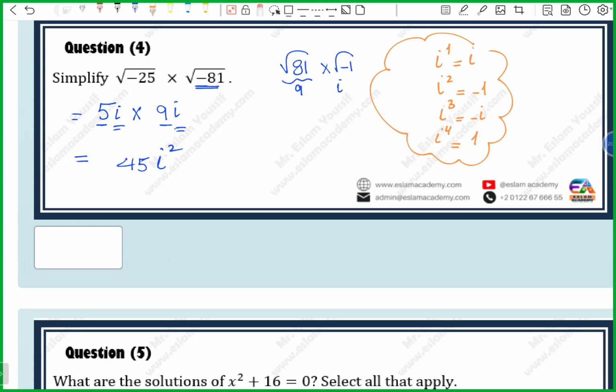What if I have a question? Let me finish this question, then go back. We said i to the power 2 equals -1, so the answer will be -45.